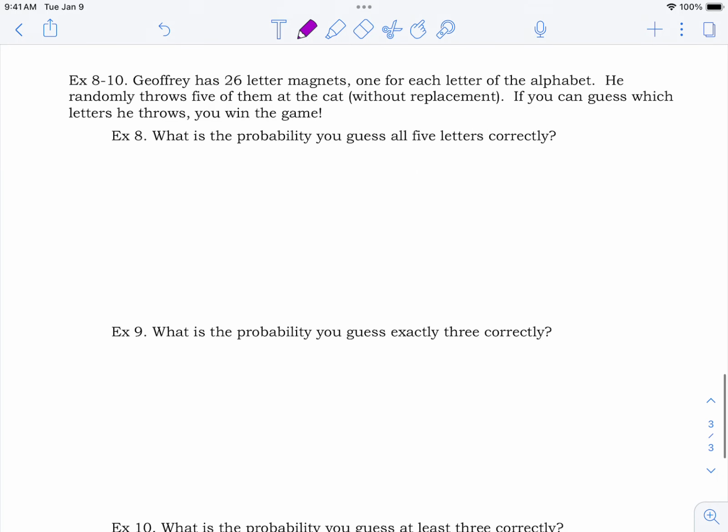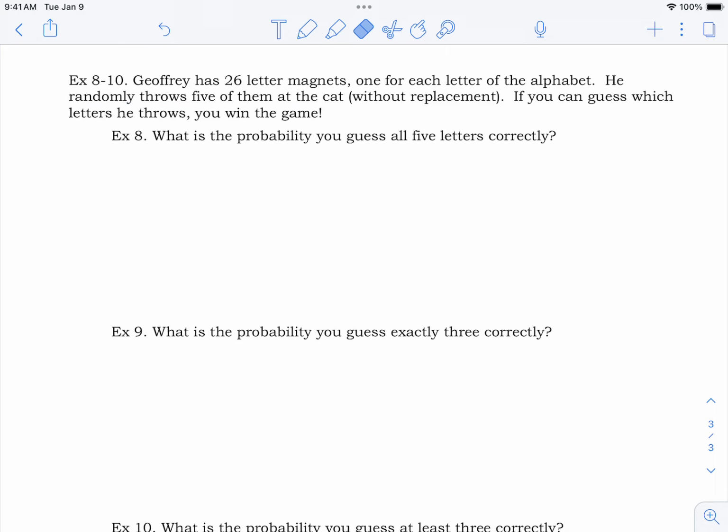Okay, so 3 more examples to go here. Example 8. Okay, so first of all, Jeffrey has 26 letter magnets, 1 for each letter of the alphabet, A, B, C, D, E, F, G, all the way up. He randomly throws 5 of them at the cat without replacement. He's got 1 A and 1 B and so on. So the cat's not going to get hit with 2 A's.